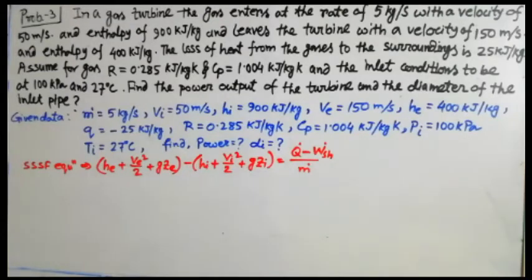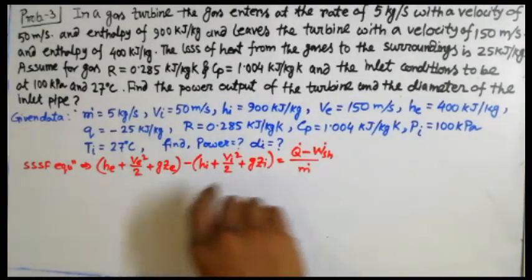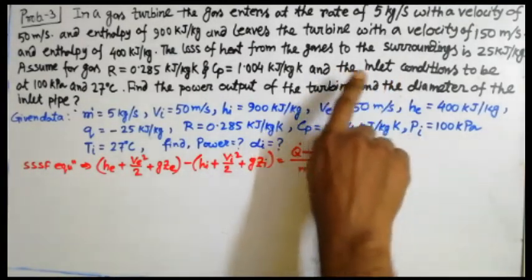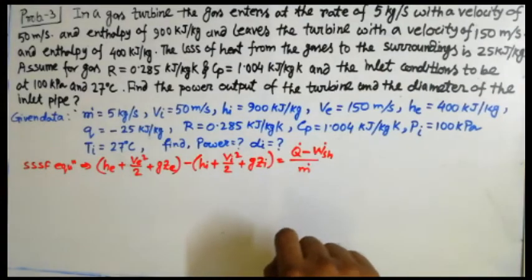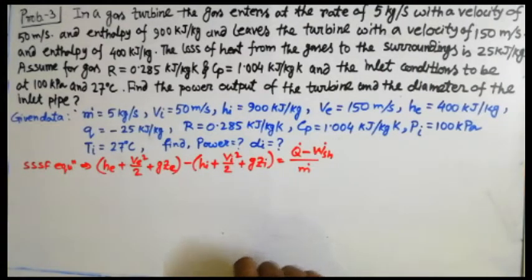Now in this problem, you can see that in a gas turbine, the gas enters at the rate of 5 kg per second with a velocity of 50 meter per second. A gas turbine is also a kind of expansion device, just like a steam turbine. It also helps us to produce power. Gas turbines are generally used in aircraft, and some gas turbine power generation is also there.